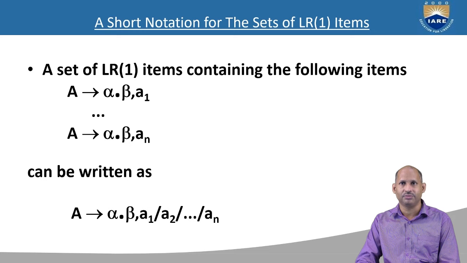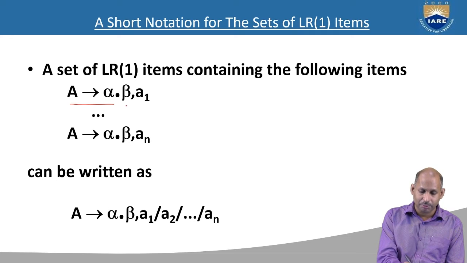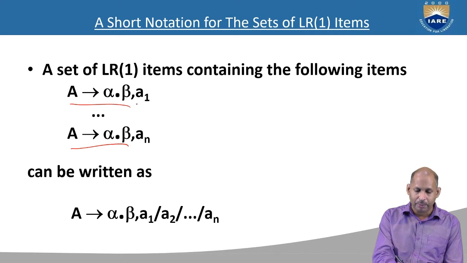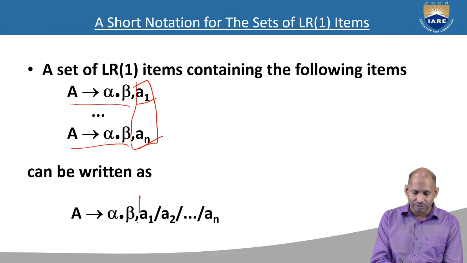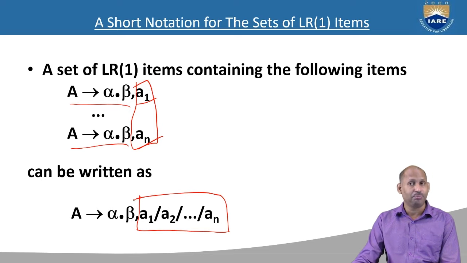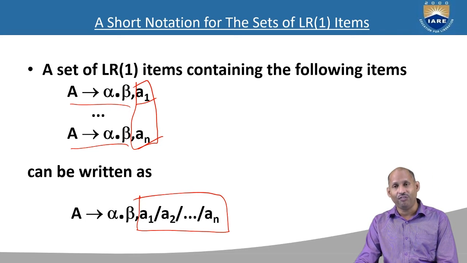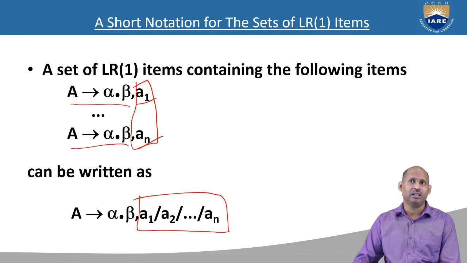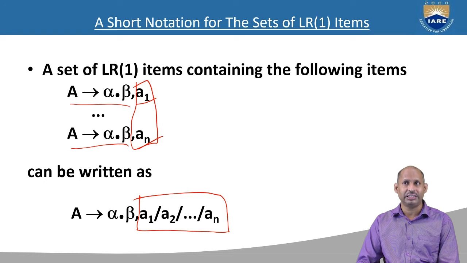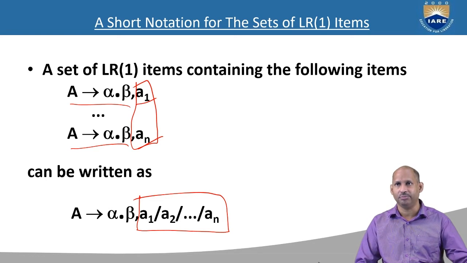Now we will discuss this algorithm by solving problems. If we have multiple productions where the production is the same but the terminal symbols are different, a1 to an, in that case we can write the production one time followed by all the terminal symbols a1 to an. So this is a short notation for sets of LR(1) items.